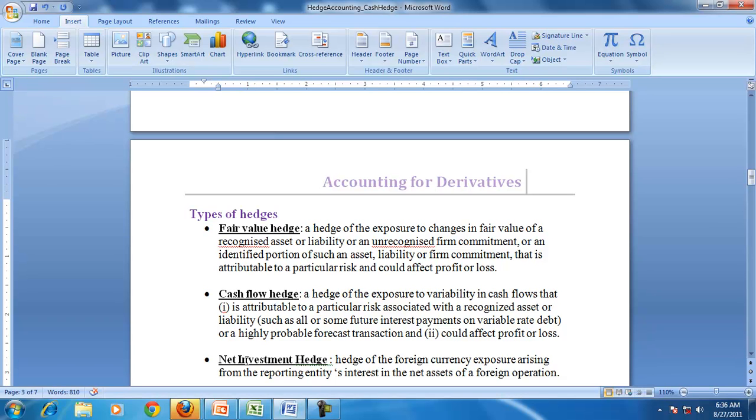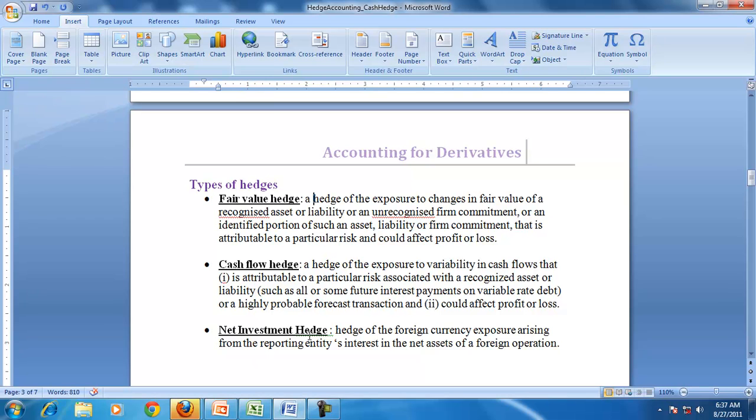In the third situation, a net investment hedge is a hedge of a foreign currency exposure arising from the reporting entity's interest in the net assets of foreign operations. Therefore, there are three types of hedges: a fair value hedge, a cash flow hedge, and a net investment hedge. So the accounting for hedge depends on what is hedged, what the hedging instrument is, the effectiveness of hedging, and the type of hedge.